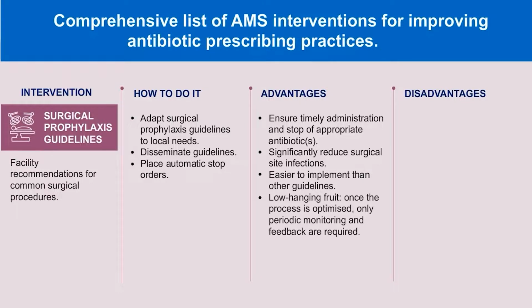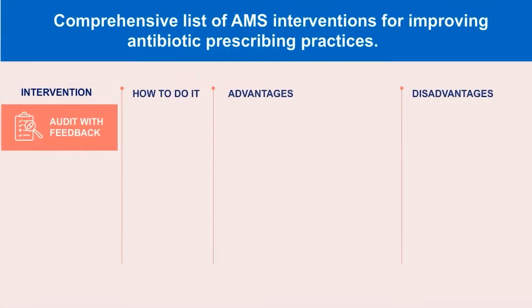This is a low-hanging fruit intervention as, once the process is optimized, only periodic monitoring and feedback are required. The disadvantage is that it can require coordination and collaboration of many disciplines in the facility. Now let's move to examples of persuasive feedback interventions.